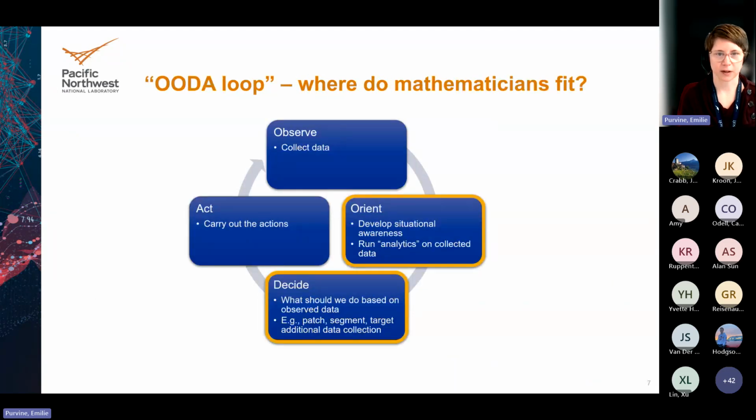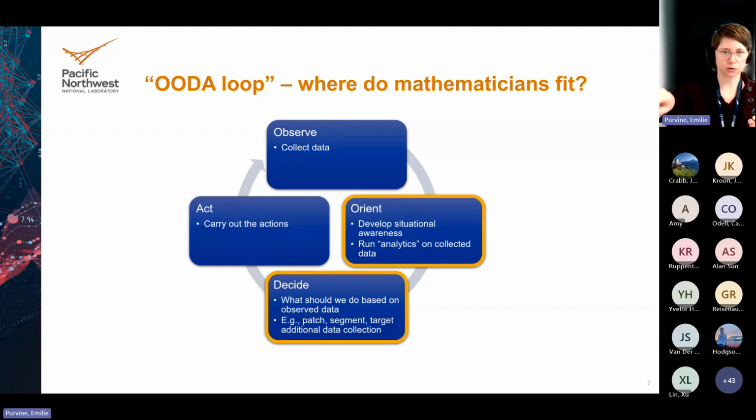So where do mathematicians fit? There's this notion of an OODA loop, which is not cyber specific, but in a lot of different areas, where you observe, you collect data, you orient yourself, you develop some sort of situational awareness, maybe you run analytics on the collected data, then you make a decision, what should we do based on the observations? Maybe you want to patch the network or segment it, add a honeypot, target some additional data collection, whatever, you make that decision, and then you act, you carry out those actions, and you continually do this loop.